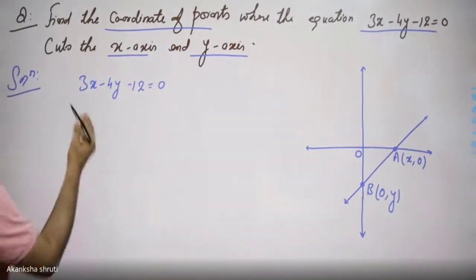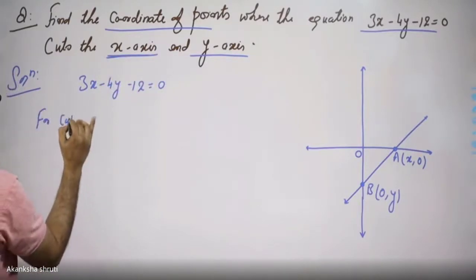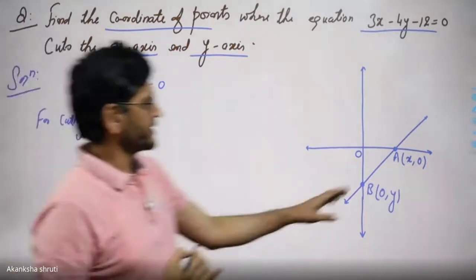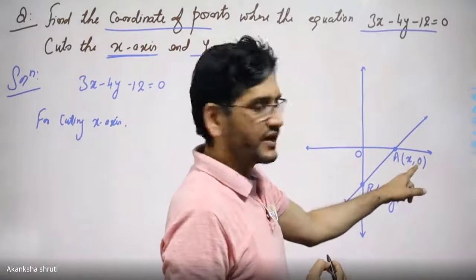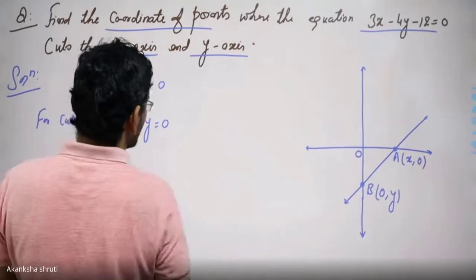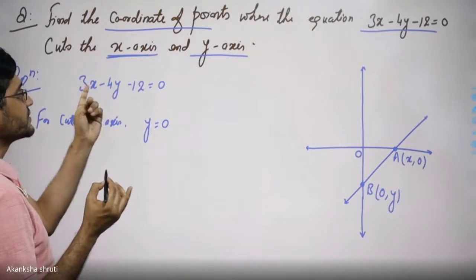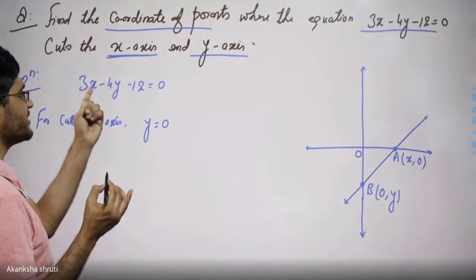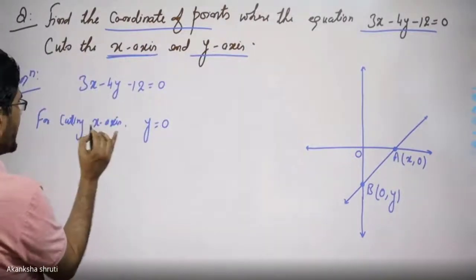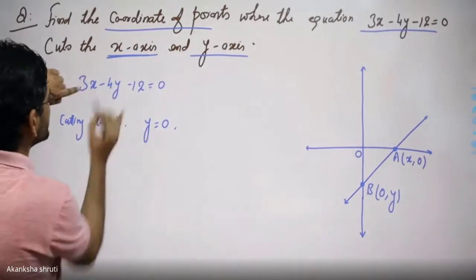So the point where it cuts the x-axis. For touching the x-axis, students, here we are getting that if the line is cutting the x-axis, its y coordinate is 0, its y value is equal to 0. Then when this y value becomes 0 in this equation, whatever the value of x that we get will give the x coordinate. So for the point cutting the x-axis, y equals 0. Therefore, substitute this 0 here.